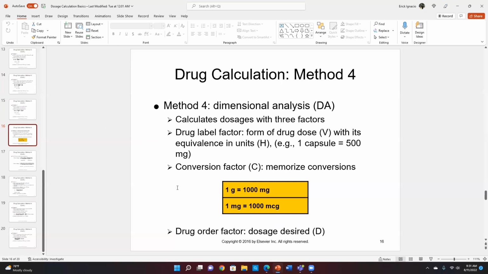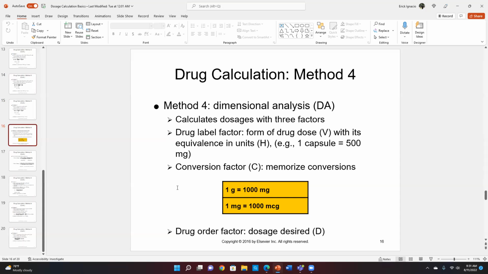And all your units cancel as well, right? So this calculates the dosages with 3 factors. The drug label factor is the form of the drug dose, which is going to be equivalent to V, with its equivalent units, which is H. Could be capsules or your milligrams. For one capsule, there's 500 milligrams.